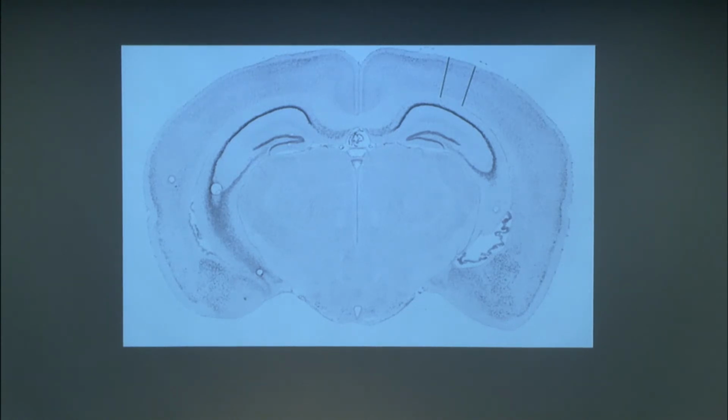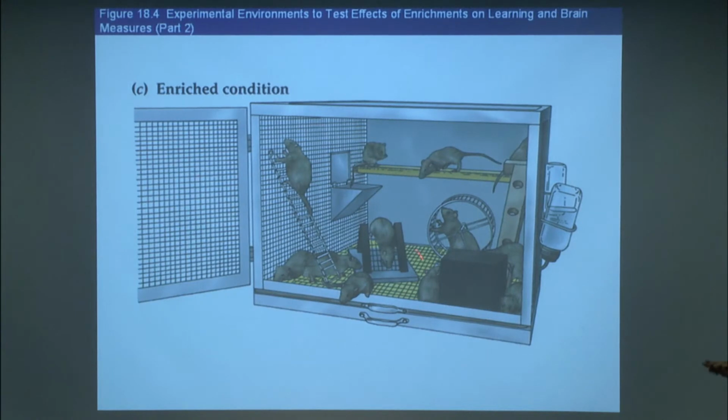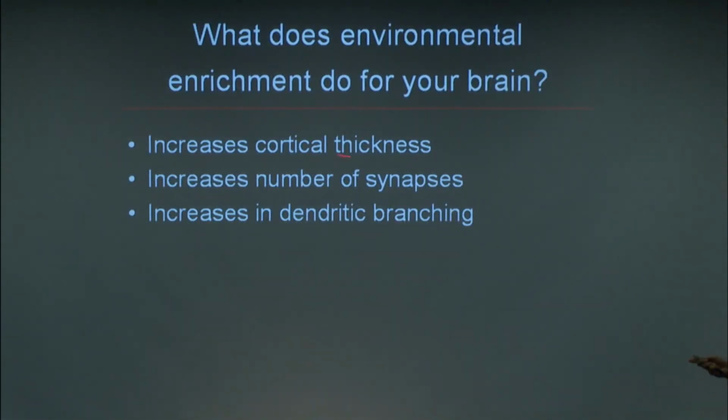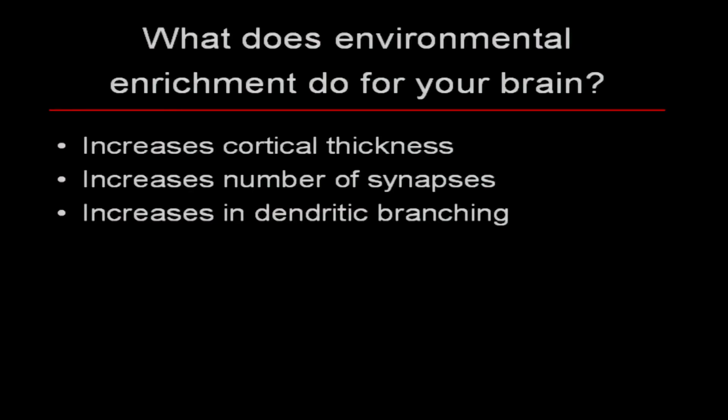Visual cortex changed, presumably because there was a lot more visual information that the animals got, particularly compared to the impoverished condition. Somatosensory cortex changed. Why? Because they have a lot more interaction with lots of toys, ladders, and running wheels. And also motor cortex changed. Why? Because they were running around a lot more. So in certain areas, you got significant changes in cortical thickness with enriched environments.